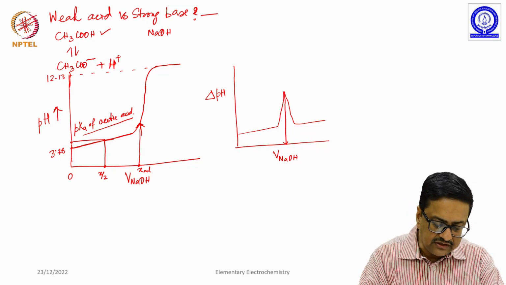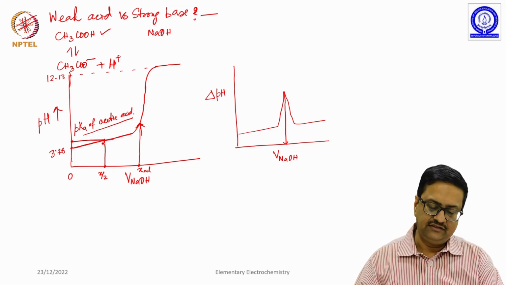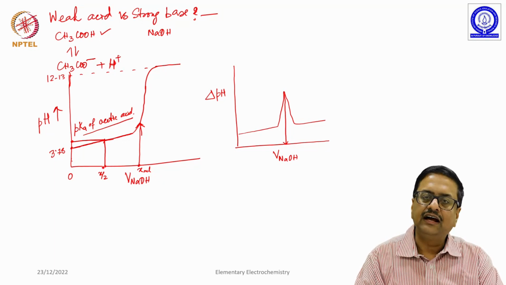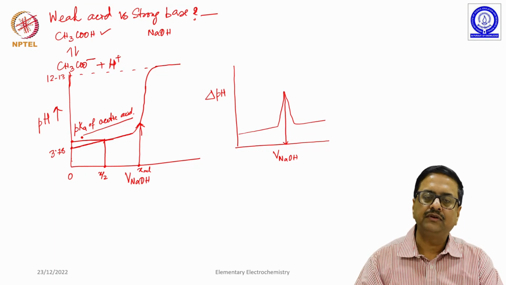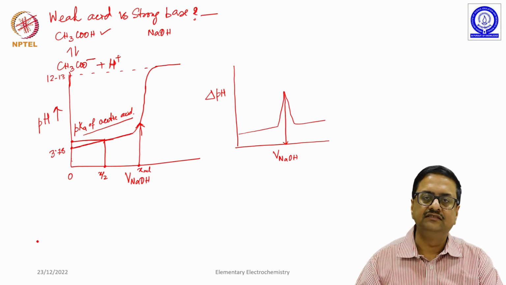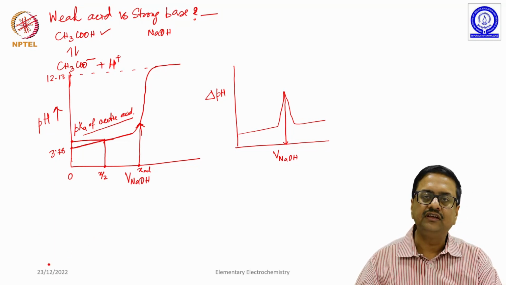So, one can determine the pKa of a weak acid using a potentiometric titration. You find out the end point, find out the half neutralization point, and then from the graph paper you can find out the pH at that half neutralization point. That will give you the pKa of the weak acid.